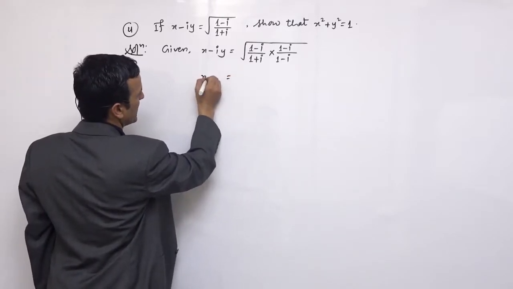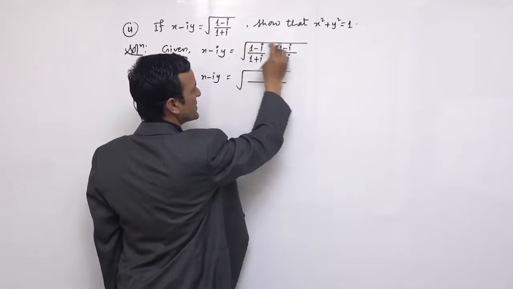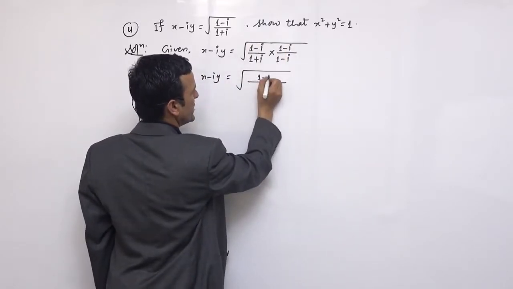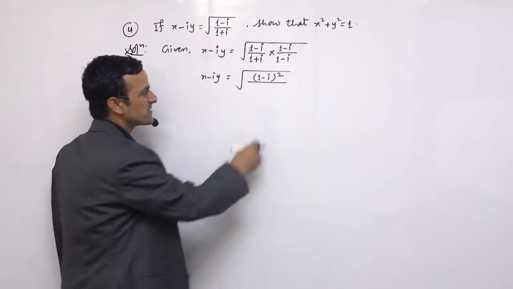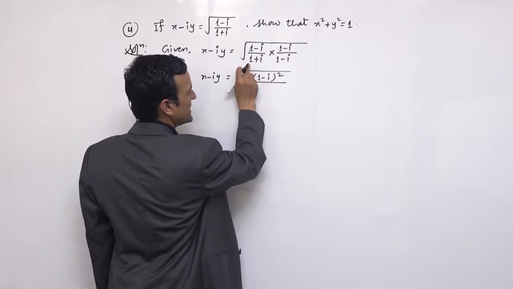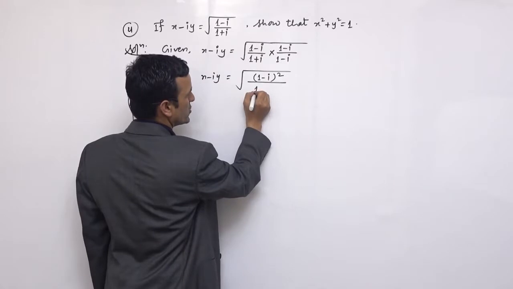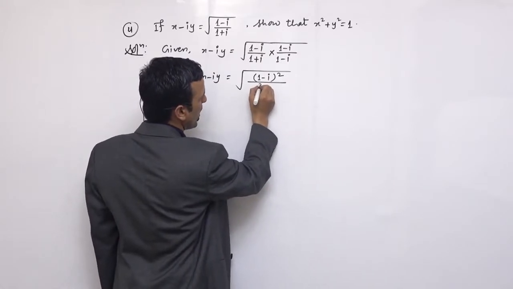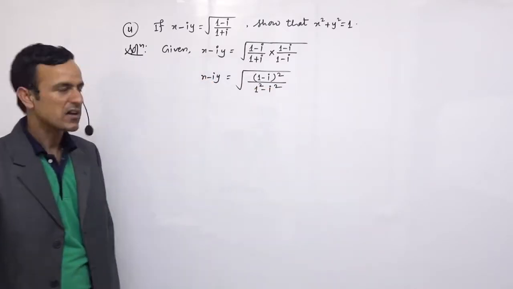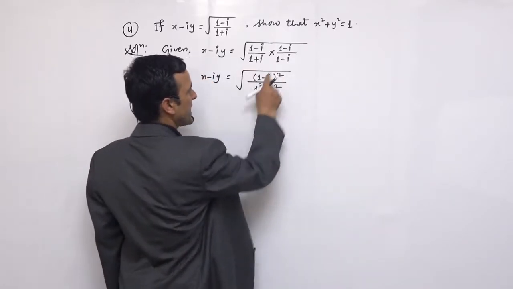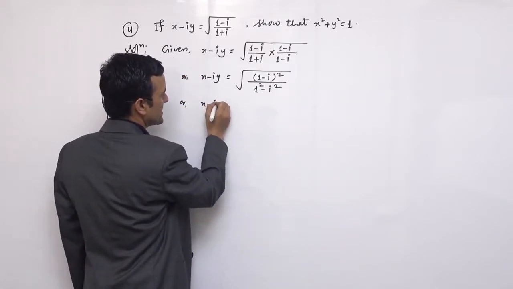So if you multiply, after solving, numerator into numerator means it will be 1 minus i whole square. The same term is repeated 2 times, so write down 2. And here is a plus b into a minus b, so it will be 1 square minus i square. This is the algebraic formula, a square minus b square. So let's see what will be the result.